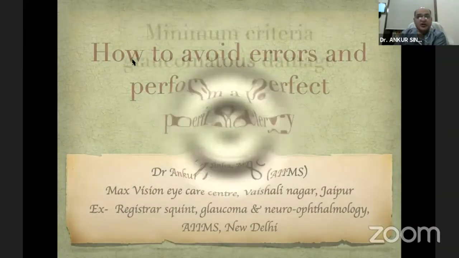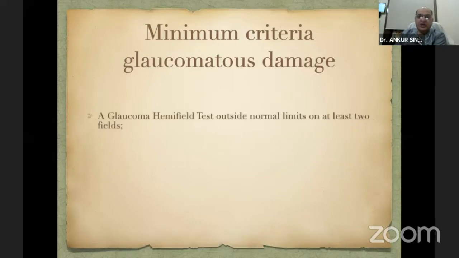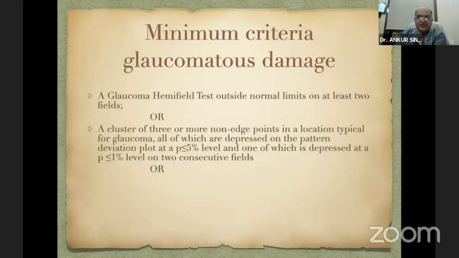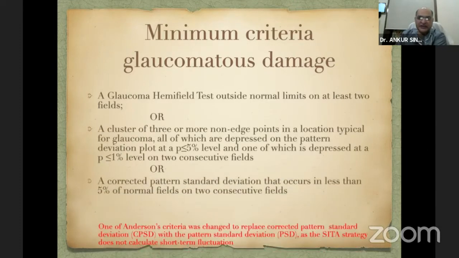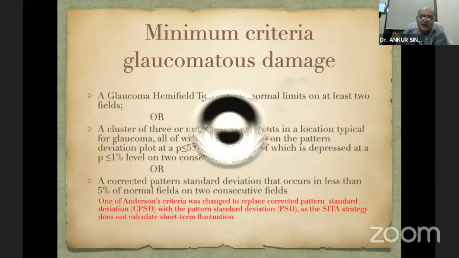Anyway, we all know how the visual fields are done, and then we talk about the minimum criteria of glaucomatous damage. The GHT has to be outside normal limits, a cluster of 3 non-edge points having a p-value of less than 5% and one of them having a p-value of less than 1%, and a CPSD or a PSD less than 5%. Whenever these 3 criteria are met, we tend to think that it is glaucomatous.